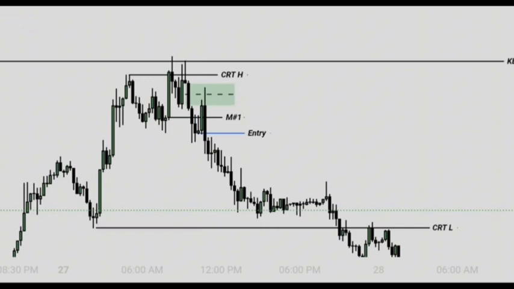So this is how you frame your work. It is very easy, and you can apply this to your daily CRT as well. It is very, very easy.